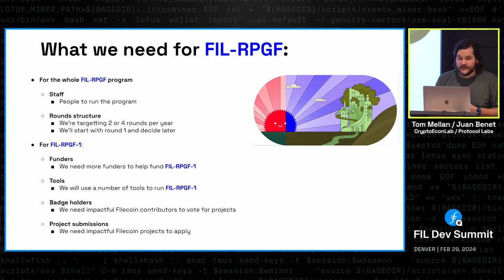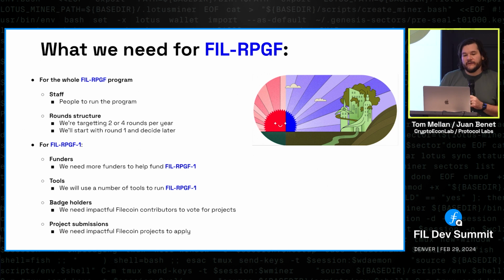The second thing we need is the round structure. We're targeting in the long term 2 to 4 rounds per year. Optimism right now is doing 2. We think we would like to have more frequent rounds that are easier to run. But that's what we're orienting for now. So we'll start with round 1, see how that goes, and then decide later how many more we're going to do this year. So you can stay tuned on how this is going to evolve.